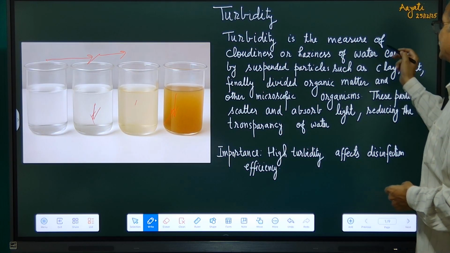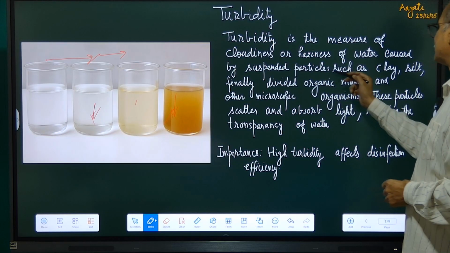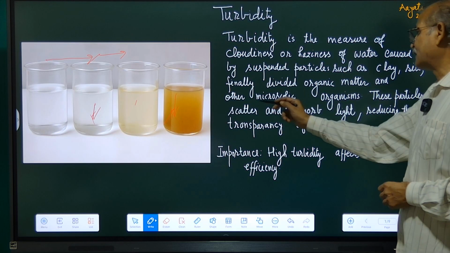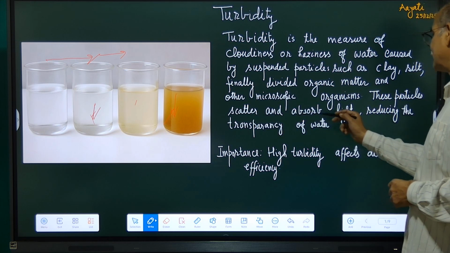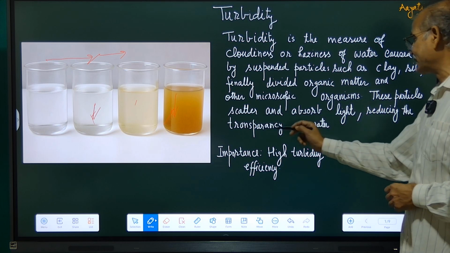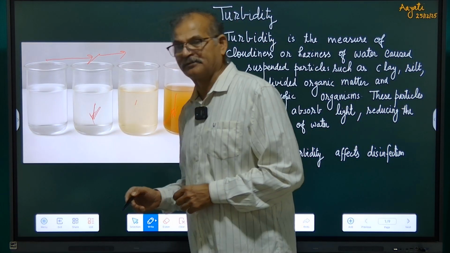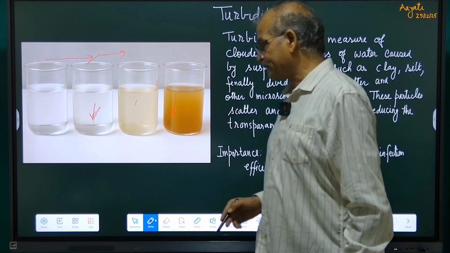These particles scatter and absorb light, reducing the transparency of water. We can see that the more suspended particles are available, the more the transparency of water is reduced.